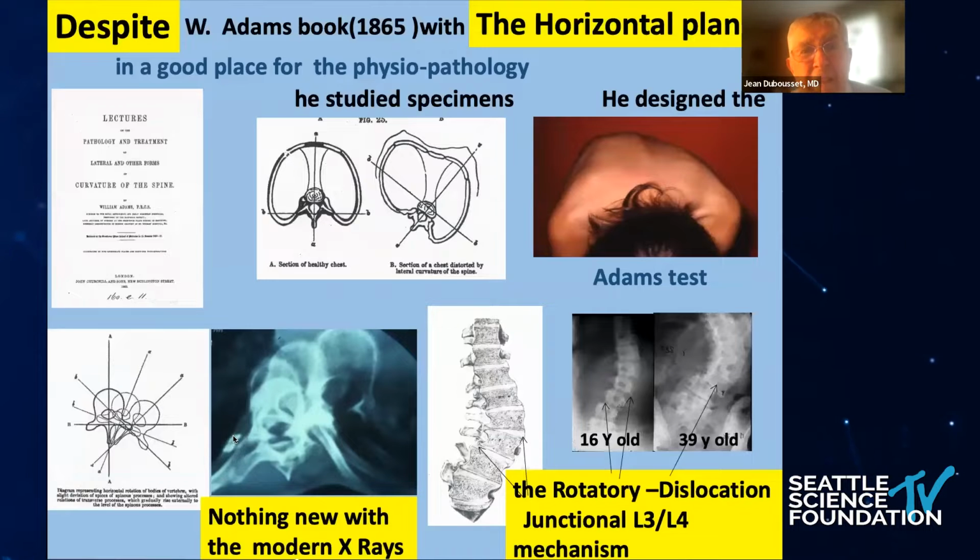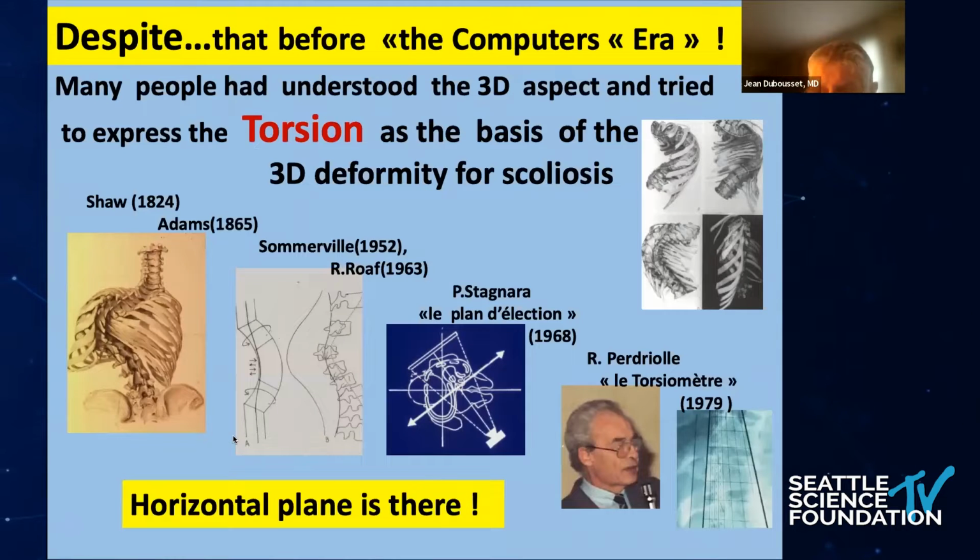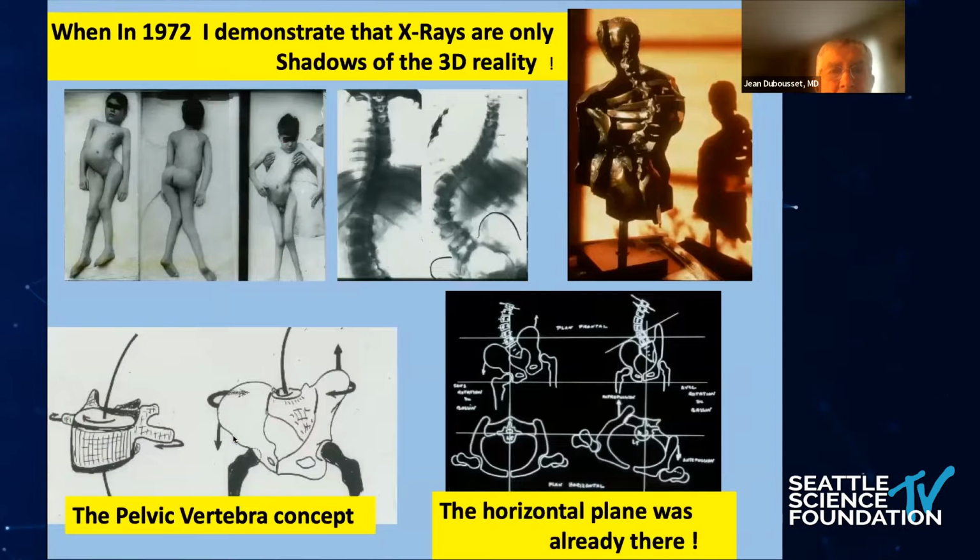Long time ago, you know, the horizontal plane was there. Even in this very nice Adam's book, you see the picture, and that is coming from the new generation of X-ray, are very similar and nothing new. But here, of course, long time ago, you know the plan d'élection of Pierre Stagnara, you know the torsiometer of René Perdriolle.